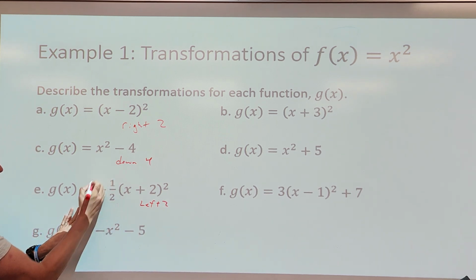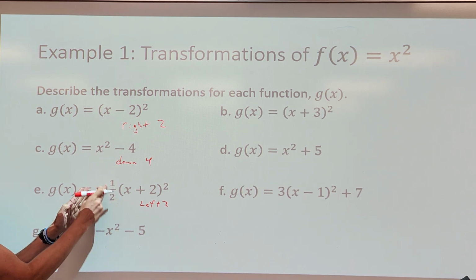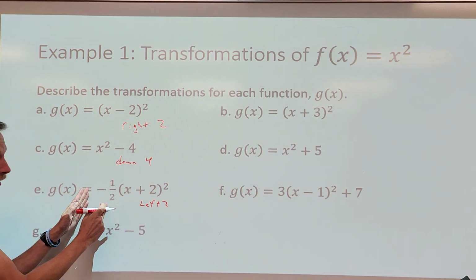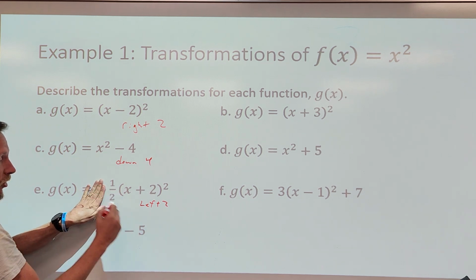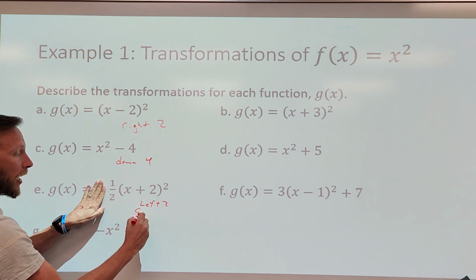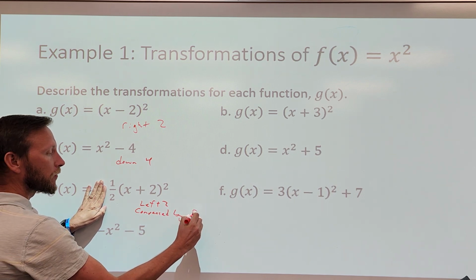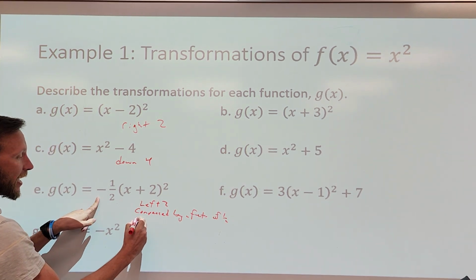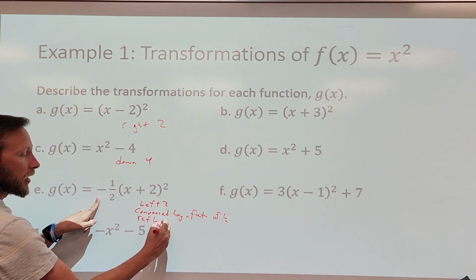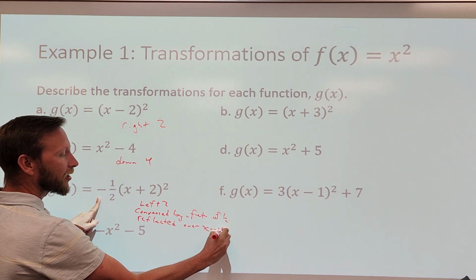And then we have this multiplier. There's 2 things to pay attention to: the size of the number and the sign of the number. The size of the number and the sign of the number. So the first thing I'm going to do is talk about the fact that this is going to be compressed by a factor of 1/2, and then it's going to be reflected upside down. Reflected over the x-axis is how we would write that.